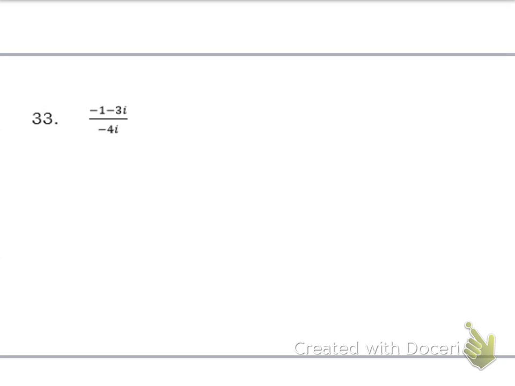My next one, we've got to multiply by 4i. So we just got to distribute it on the top. Negative 4i minus 12i squared, negative 16i squared. I squareds change to negative 1, so it'll become a plus 12 and a positive 16. And they are all divisible by 4. So I got negative i plus 3 over 4.